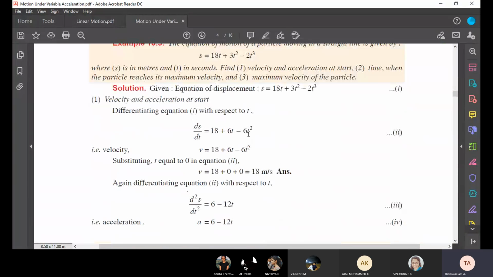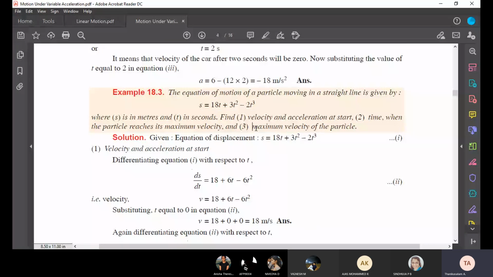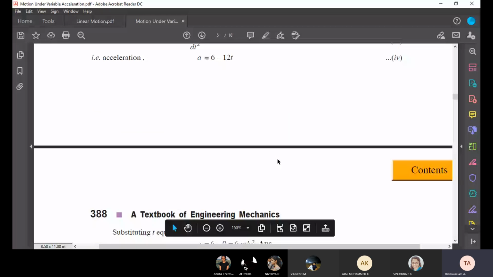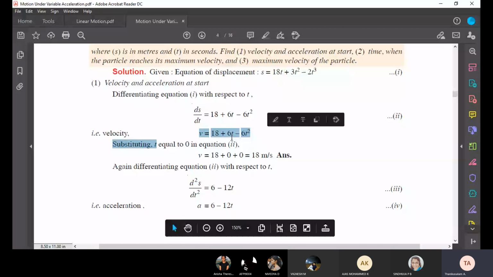Find the maximum velocity of the particle. So, we know the time. Already we have the velocity equation here, that is 18 plus 6t minus 6t squared. So apply it here, and you will get the maximum velocity of the particle.